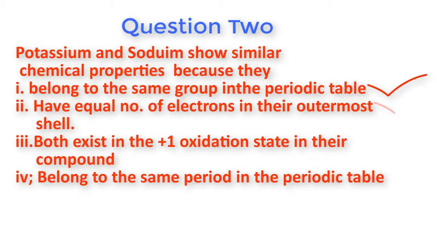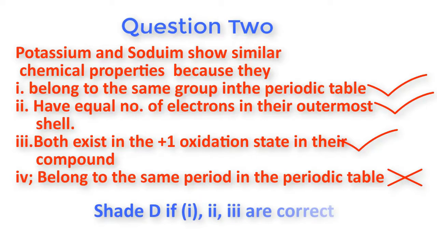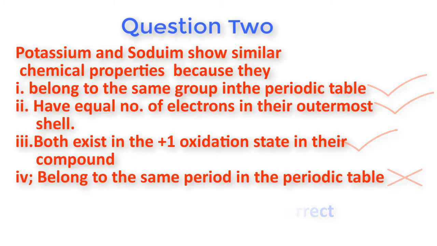Options 1, 2 and 3 are correct. 4 is wrong. Potassium and sodium do not belong to the same period in the periodic table, so that is wrong. So from the rules given to us above, options 1, 2, 3 are correct. So the right answer is D. You shade D. D is the right answer.